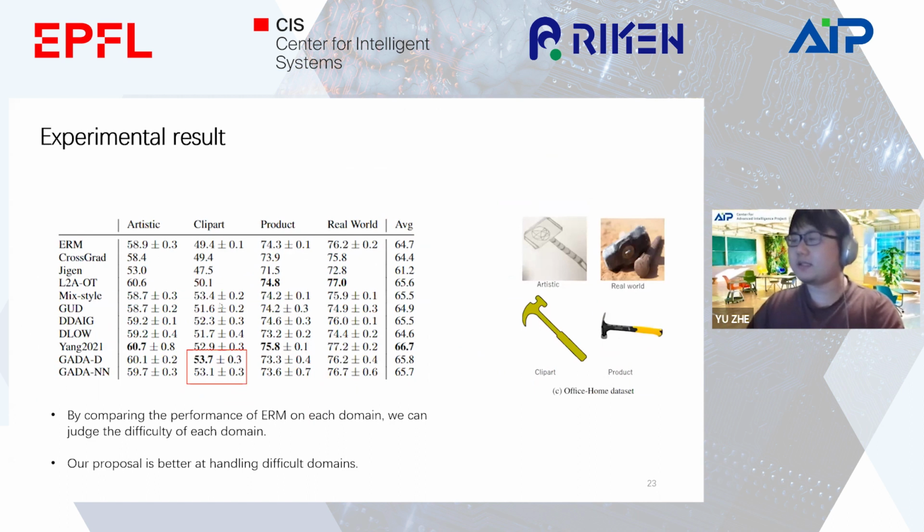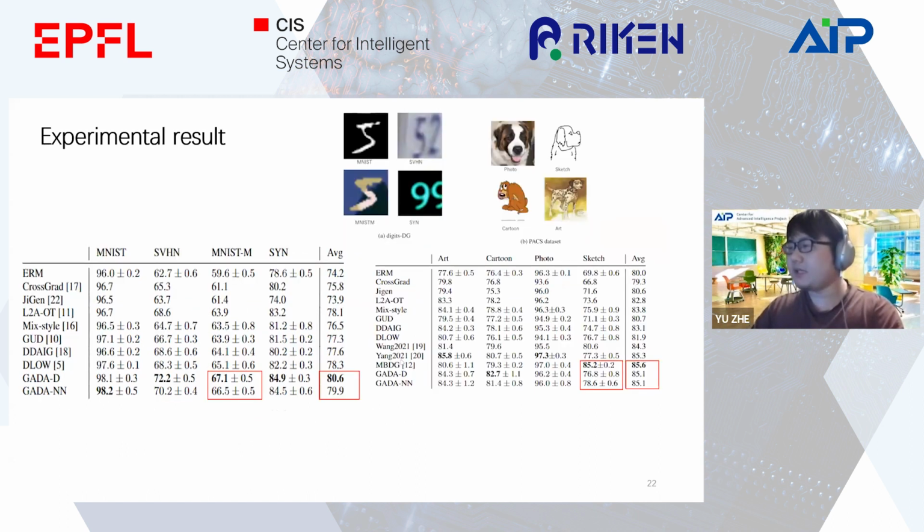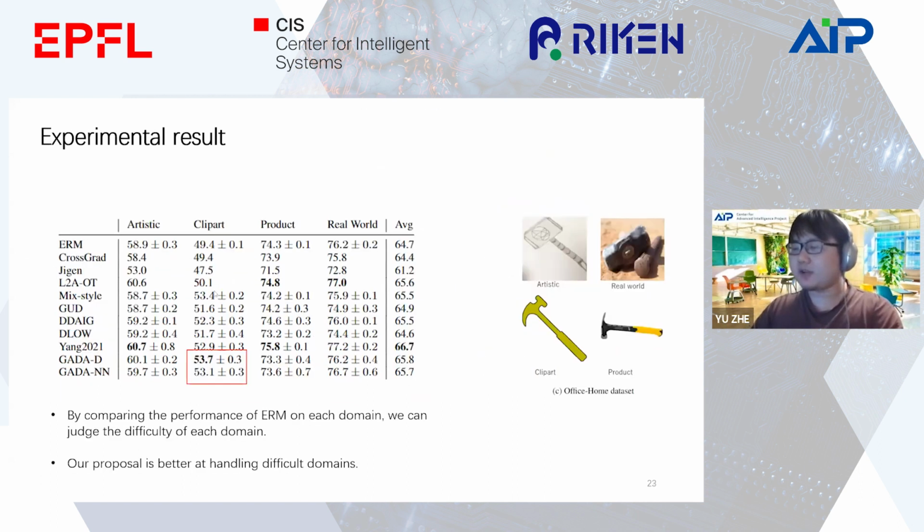We can find, except for the MBDG on the Sketch domain, on all most difficult domains, our proposals achieve the best result. This indicates that our proposals are better at handling the difficult domains. This also fits the design of our proposals. We want to train the models on the worst case distributions.